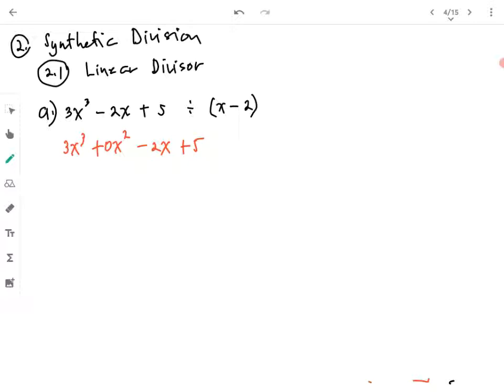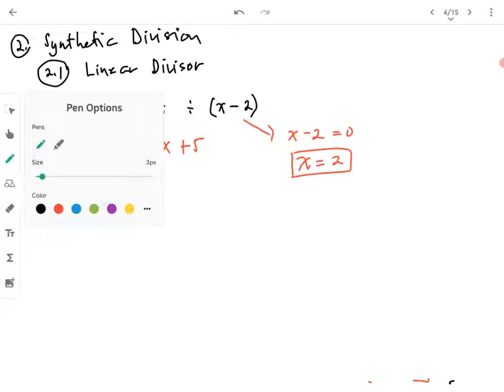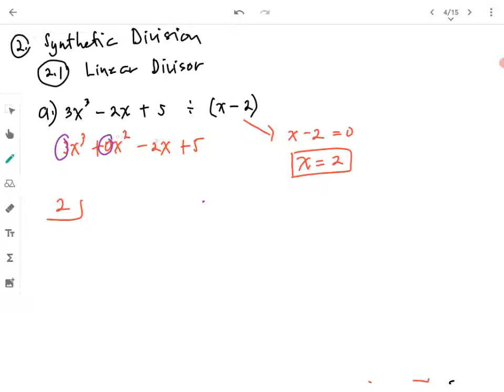That's it. And after that, let's set this to 0 and solve for x. So x equals positive 2. So we'll use that positive 2 here. This is just like a divider, a separator. Then we list down here all the coefficients. In synthetic division, we only use the coefficients: 3, 0, then negative 2, then 5.